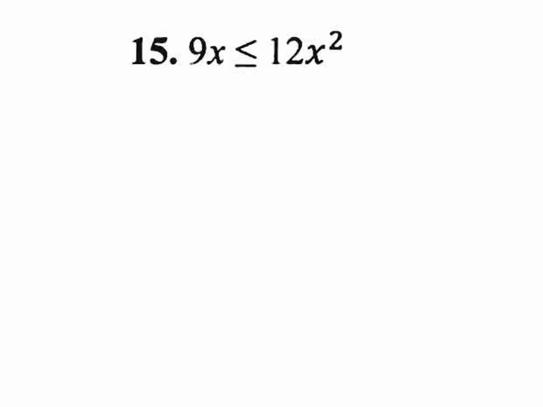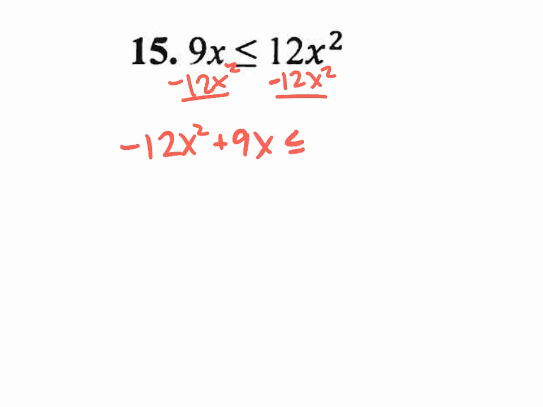15 is interesting. First of all, pretend it's an equation, and let's get everything to the left side. So let's get rid of this 12x squared by subtracting 12x squared. And of course, you can't subtract it, so you're just going to rewrite it. It's a negative 12x squared plus 9x is less than or equal to 0.